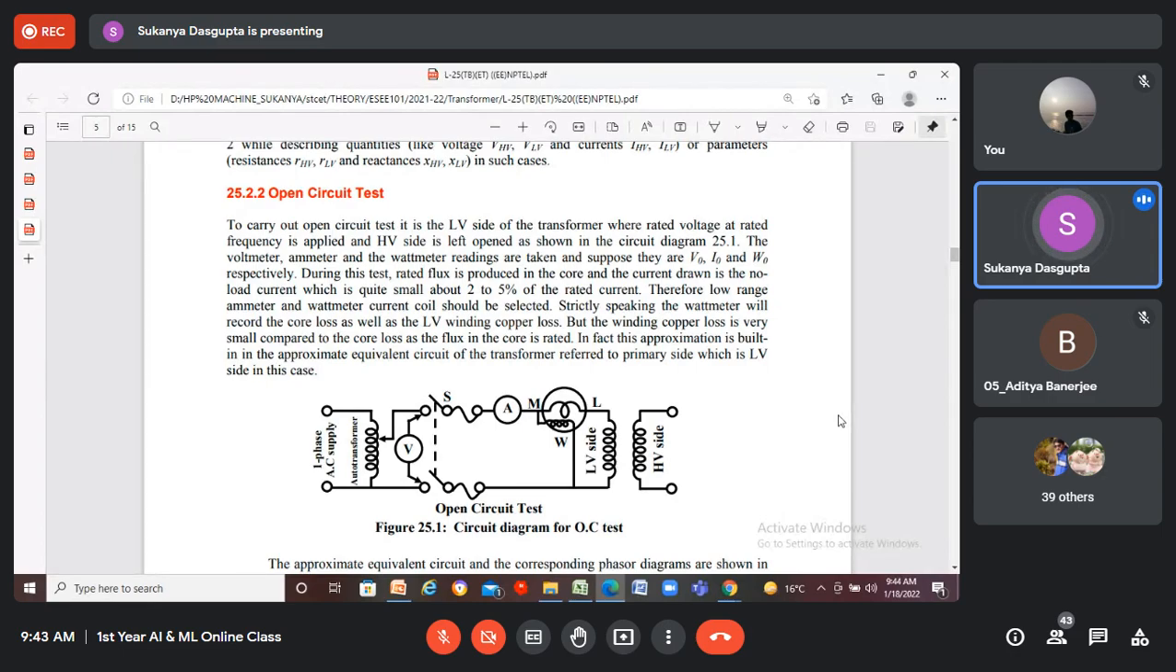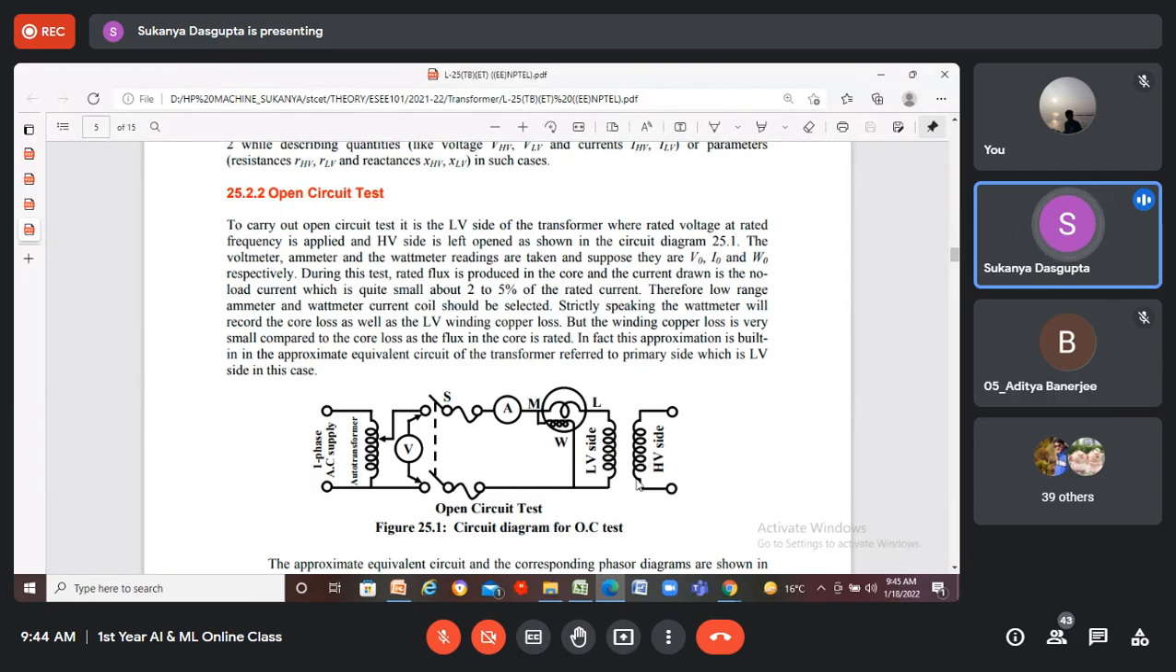Fine. So what we'll do, you will measure the input voltage, input current, and input power from the three instruments connected with the input side, with the low voltage side of the transformer. And the high voltage side will be left open. Why is it so? Why will we connect the low voltage side of the single phase transformer? Because open circuit test means the high voltage side is left open, right? You can see there is no load connected here.